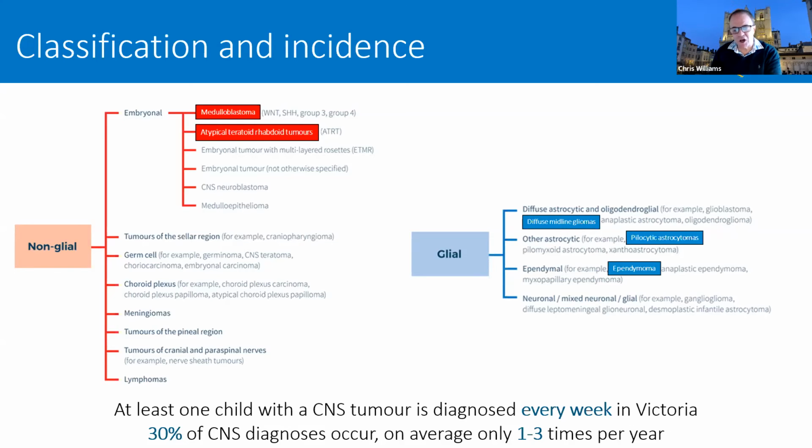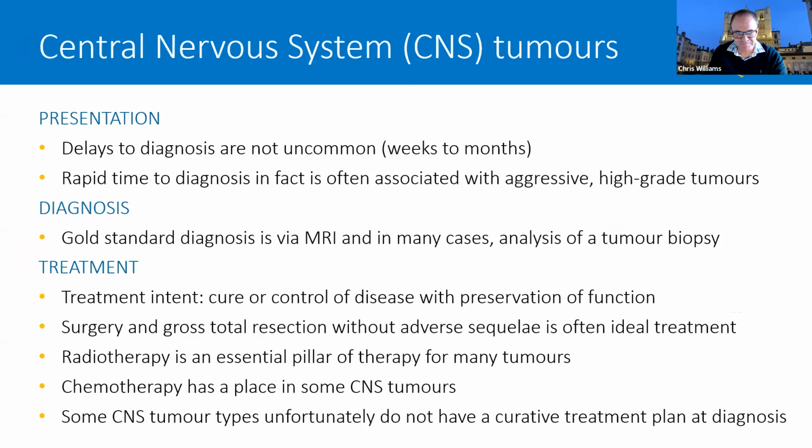At least one child is diagnosed with a CNS tumour every week in Victoria. But what's important to understand is 30% of the CNS diagnoses that occur, on average, only occur 1 to 3 times per year. So it's a real challenge in finding effective therapies and clinical trials, because they are such rare diseases.